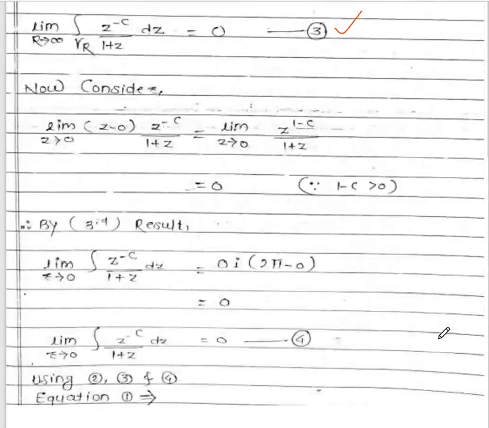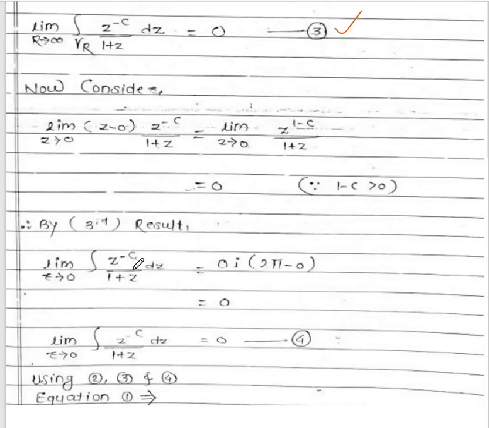Now let us consider the limit as z tends to 0 of (z minus 0) times z to the power minus c upon 1 plus z. So as z tends to 0, this z and z to the power minus c can be written as z to the power 1 minus c upon 1 plus z. So putting in the values and taking the limit, we will get 0.